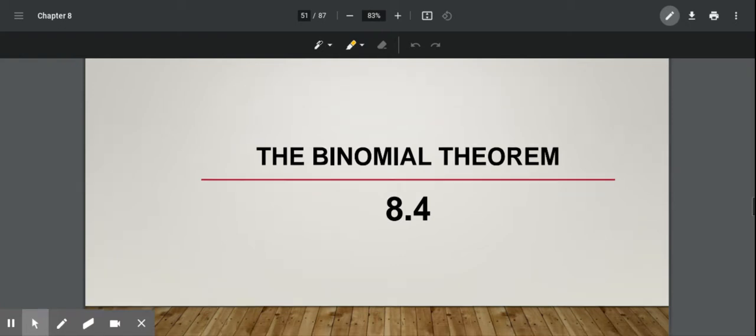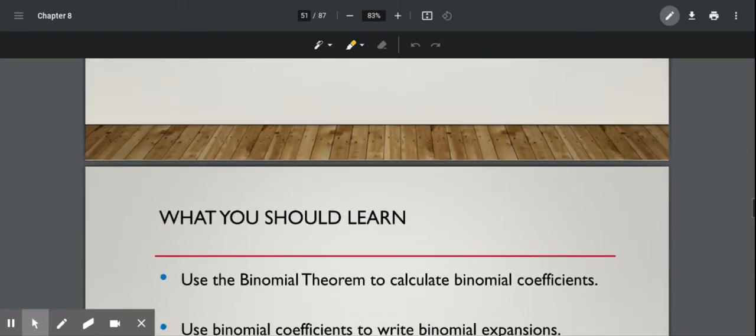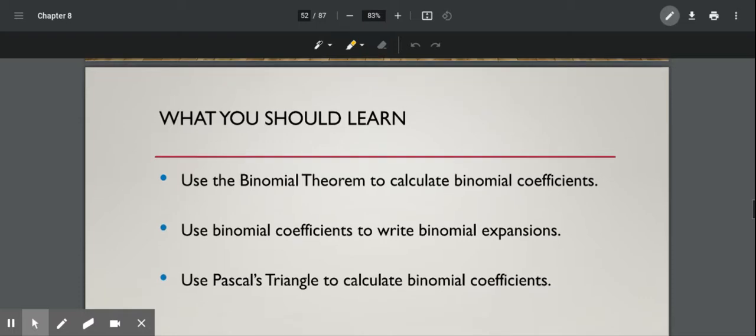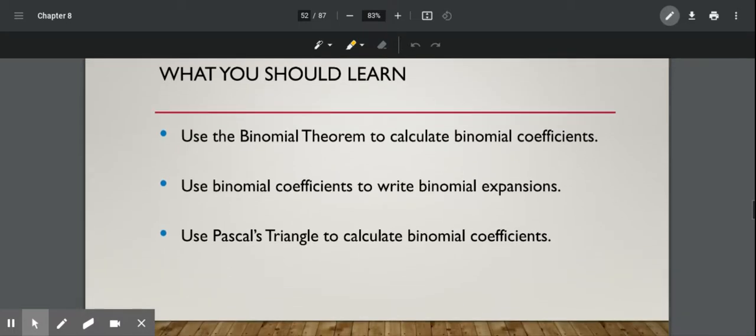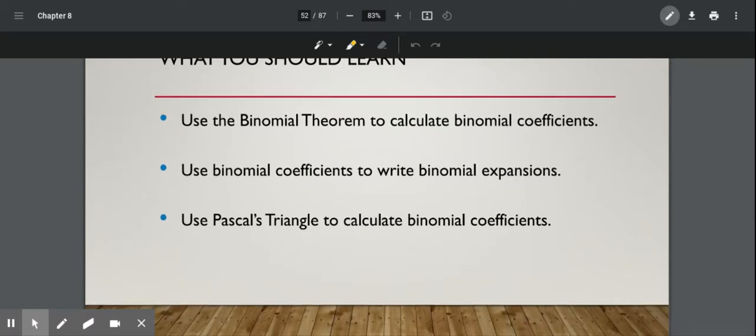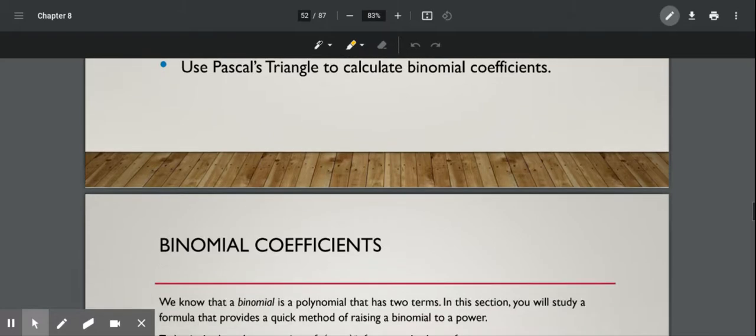In 8.4, we're going to talk about the binomial theorem. So we'll use the binomial theorem to calculate binomial coefficients, use the coefficients to write binomial expansions, and then use Pascal's triangle to also help us calculate the binomial coefficients.